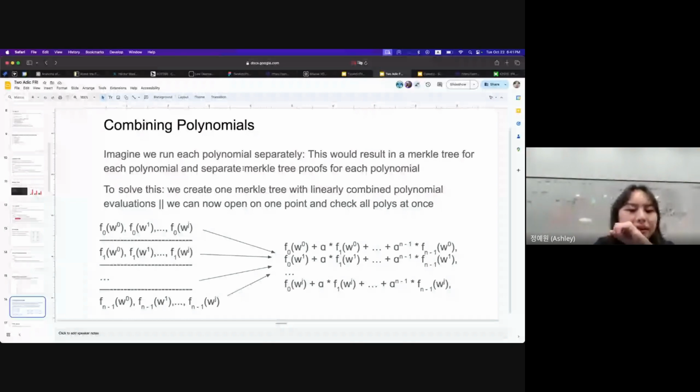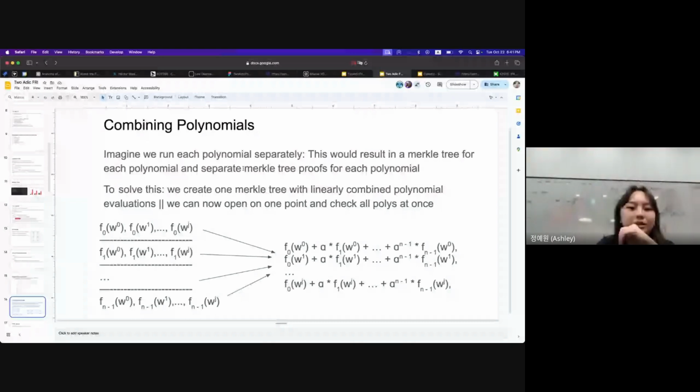And one thing that TwoAdicFri does to optimize this is combining the polynomials with a linear combination. This is also called batch-fri, I think, in online explanations. So if we ran each polynomial separately on the Fri protocol, this would result in a Merkle tree for each polynomial and separate Merkle tree proofs for each polynomial on each layer, which is a lot of expensive cost. To solve this, we create one Merkle tree with linearly combined polynomial evaluations.